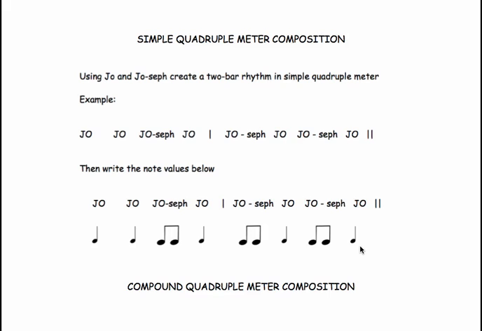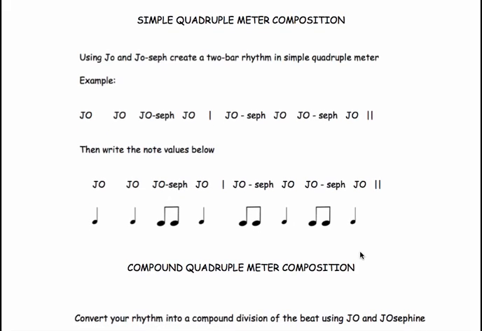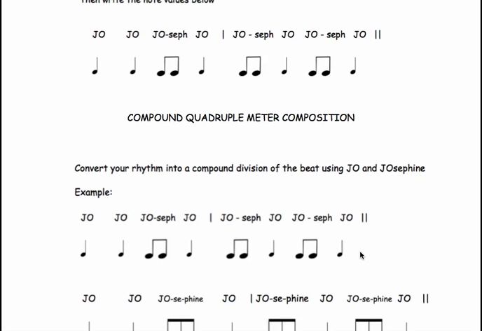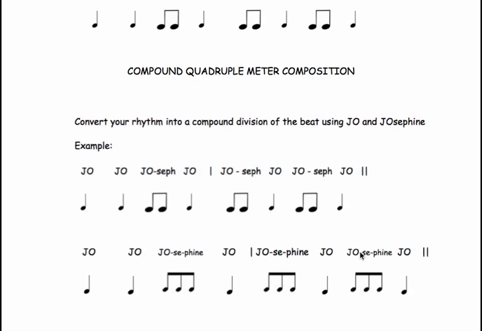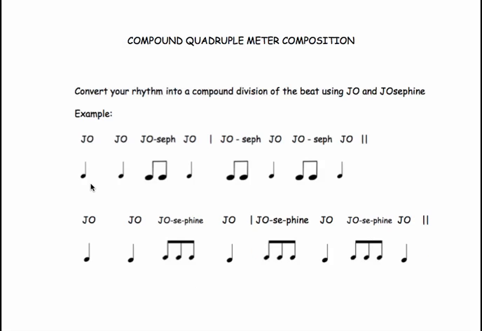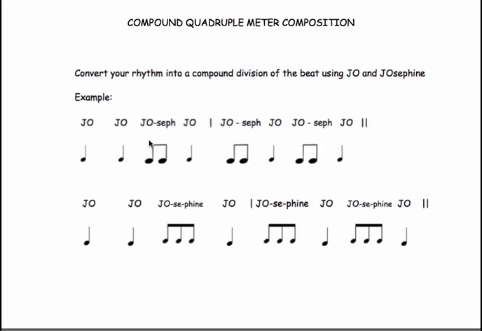Okay? After you complete that, then I'd like you to take that same composition and transform it into compound quadruple. So here is our example. Just a moment ago we did Joe, Joe, Joseph, Joe, Joseph, Joe, Joseph, Joe. And all I did here was I substituted Josephine. Now it becomes Joe, Joe, Josephine, Joe, Josephine, Joe, Josephine, Joe.